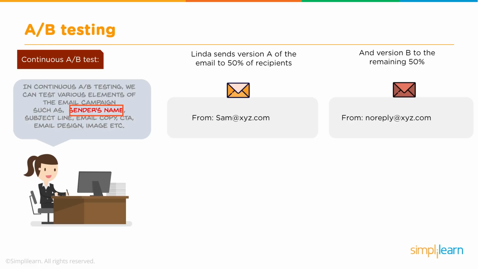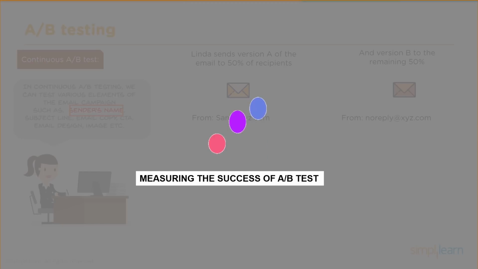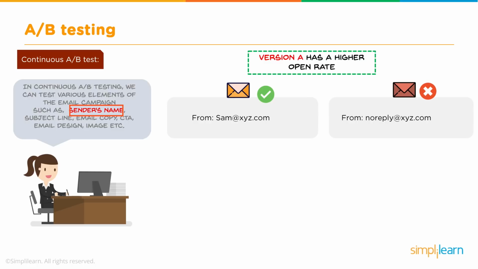For example, sender's name. Okay, so you want to personalize it as much as you can. Okay, you don't want to do a no reply. You want it to come from a human being. In this case, Sam. Okay, at least that's what I think. Let's see what the test states. No surprise, version A has the higher open rate. If you customize these things and personalize them, then it goes a long way. Sending an email from a no reply is not a good best practice.